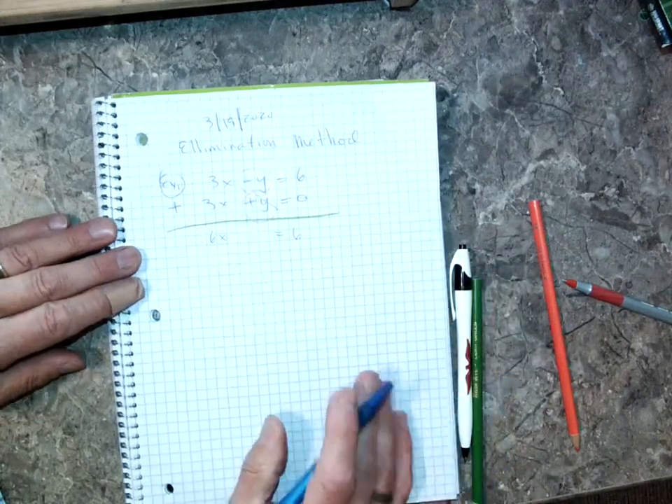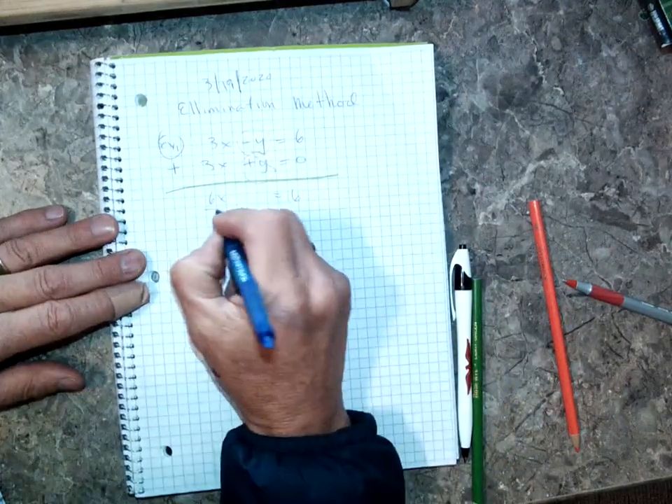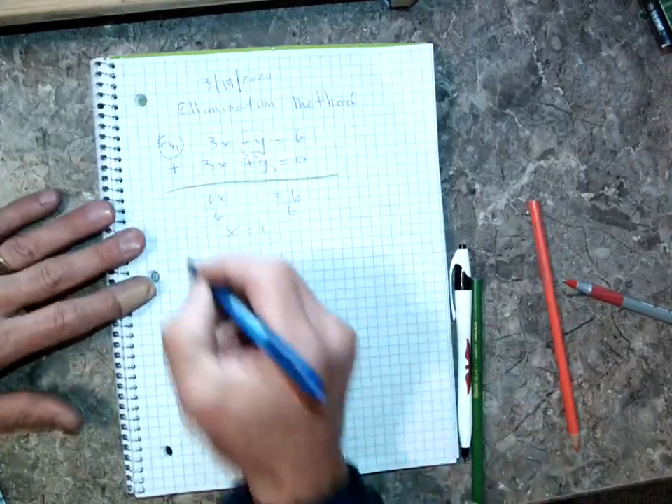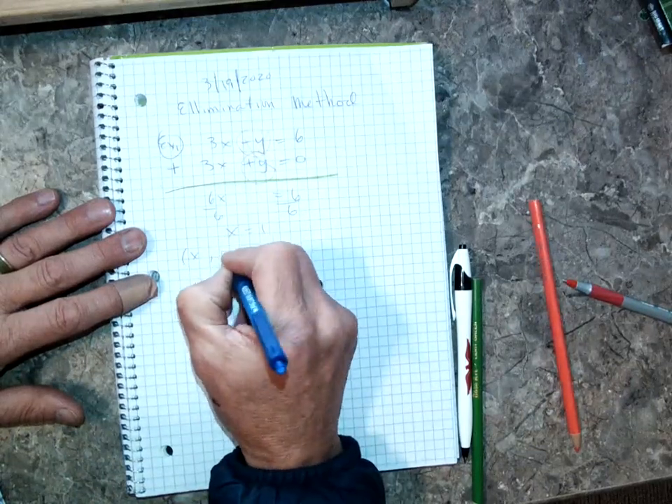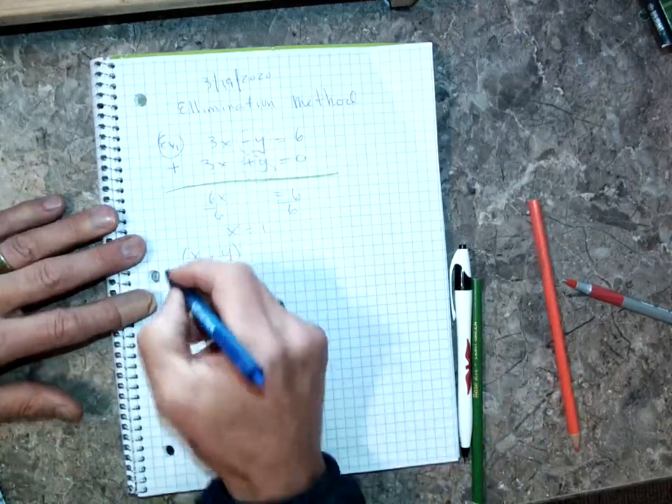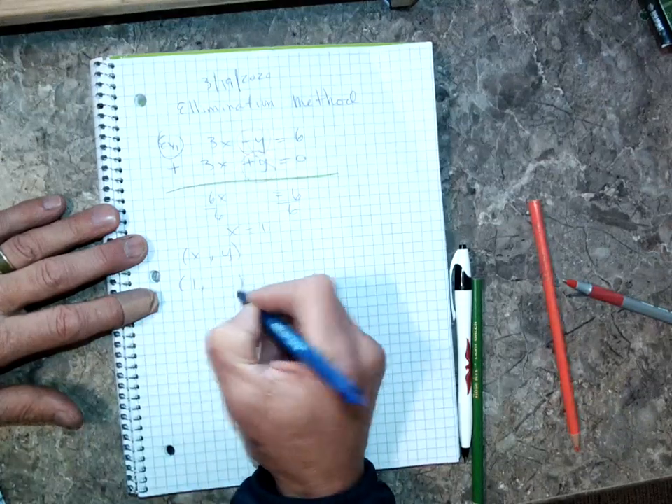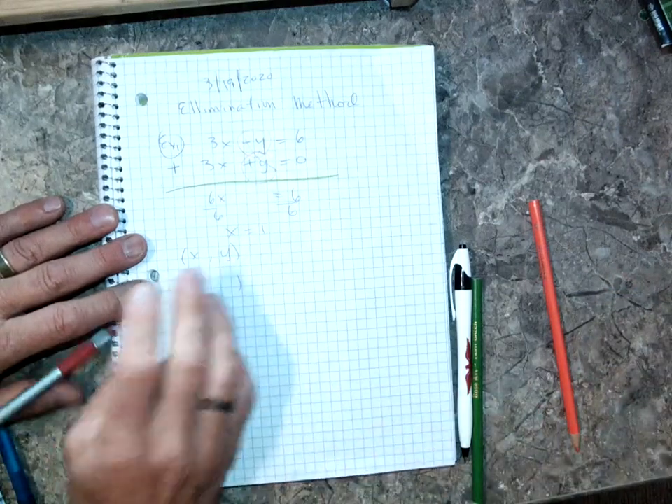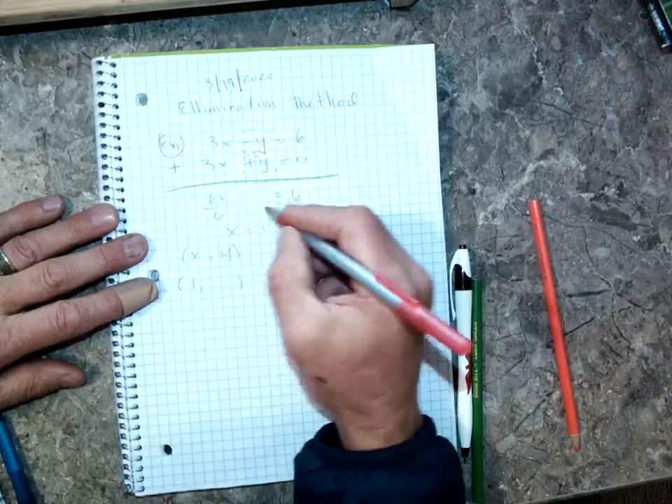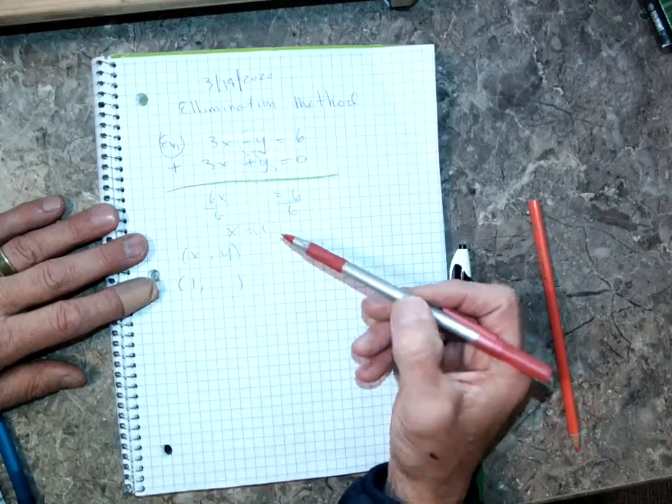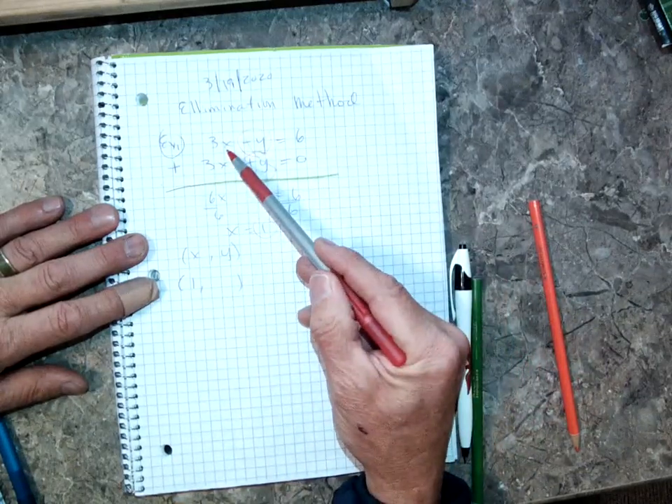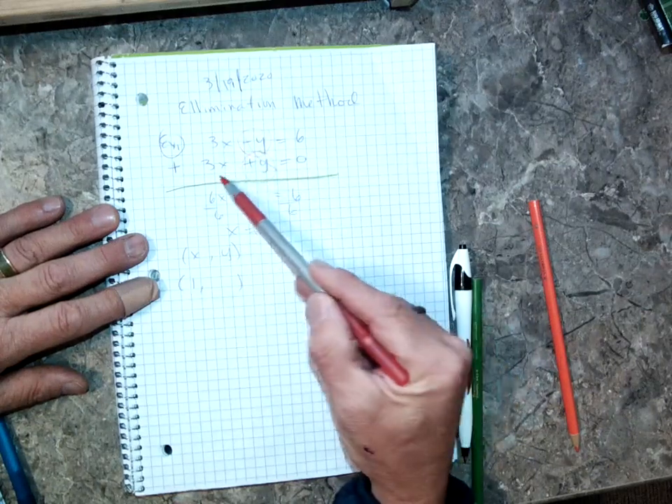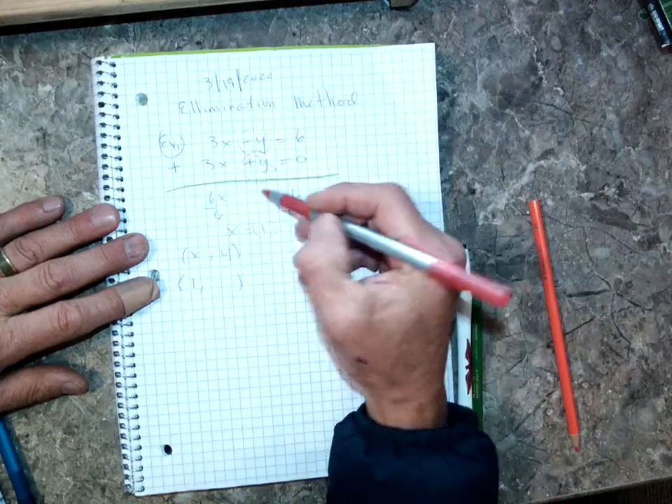Now solving for x is really easy. I'm going to divide by 6, x equals 1. Awesome. We know that every answer has x and y answers, so we need two parts. My x answer is 1. To get my y, I am going to substitute. I could put x equals 1 either into the first equation or into the second equation. It does not matter. It looks easier to put it into this one because there's no negative.